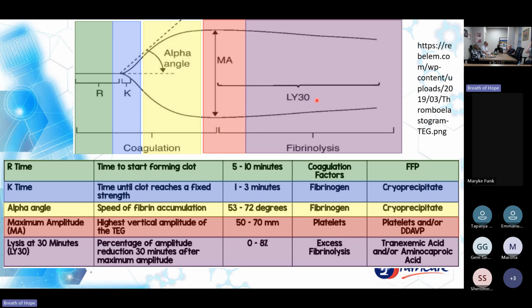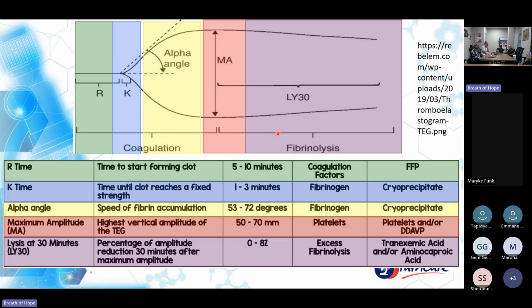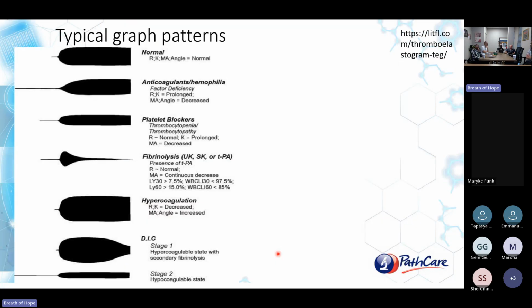Right, so with the TEG 6 that we offer at Pathcare, we also have an additional test that measures just fibrinogen, and that helps you to differentiate between platelet and fibrinogen abnormalities. I'll briefly discuss that on a later slide. Classically, you would look at the graph to decide what the issue was. That's not so important anymore because these days the instrument will give you readings, and you can just look at the readings and see what's abnormal.